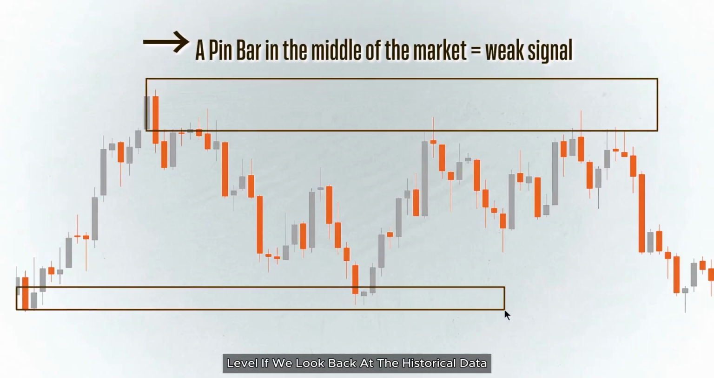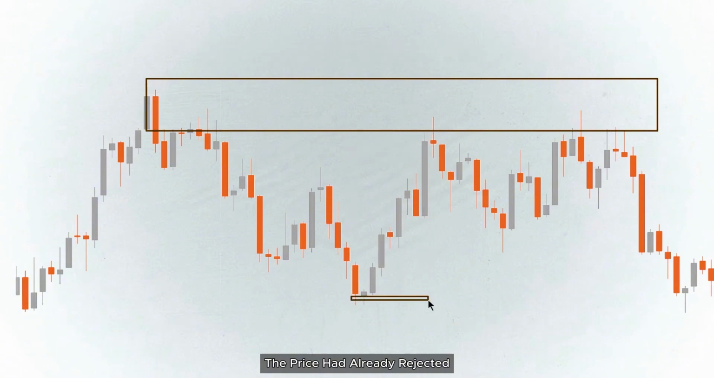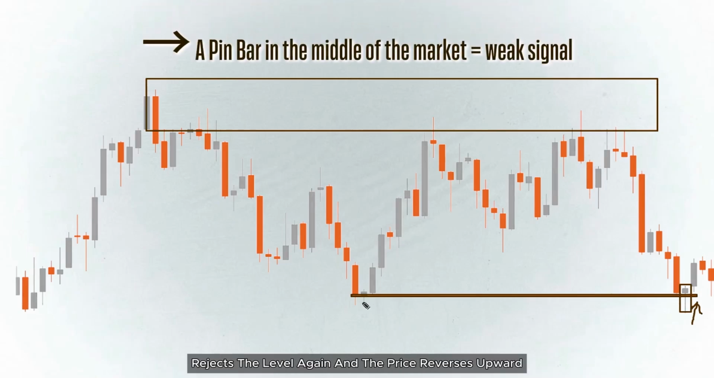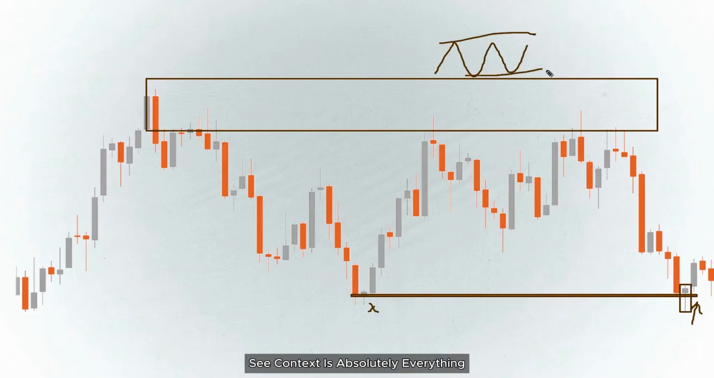If we look back at the historical data, the price had already rejected this exact level in the past. So when the pin bar forms here, we have the candlestick pattern plus the historical context. The market reacts beautifully, rejects the level again, and the price reverses upward. See? Context is absolutely everything.